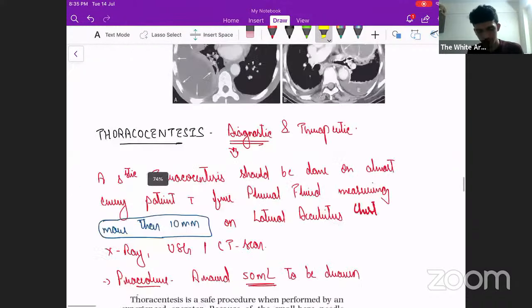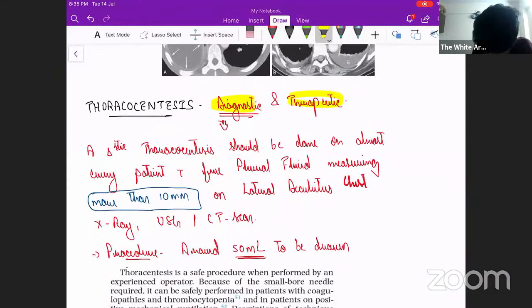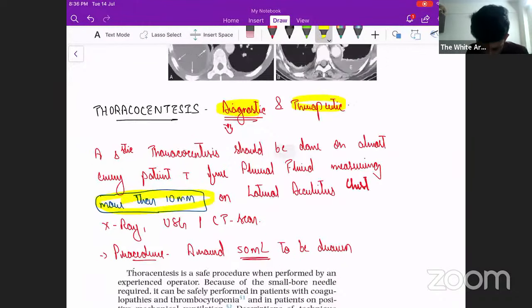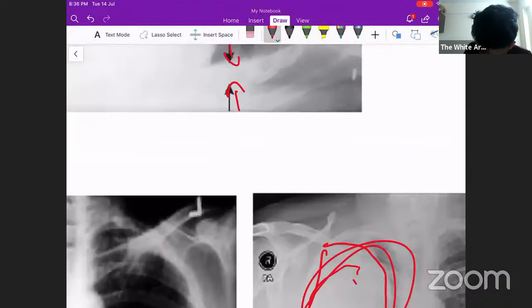Next is thoracocentesis. Thoracocentesis can be diagnostic as well as therapeutic. So when do we do thoracocentesis? Once the effusion is confirmed, we go further ahead and do a diagnostic thoracocentesis. And when will it yield? When there is greater than 10 mm of fluid on lateral decubitus or USG. See, you did the lateral decubitus. If over here this width is greater than 10 mm, then we can go ahead and do thoracocentesis.